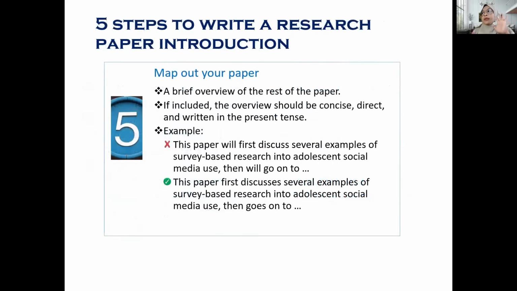Okay, let's proceed with number 5. Step 5. Map out your paper. A brief overview of the rest of the paper. If included, the overview should be concise, direct, and written in the present tense. For example, this paper will first discuss several examples of survey-based research into adolescents and social media use, then we will go on to and so on.